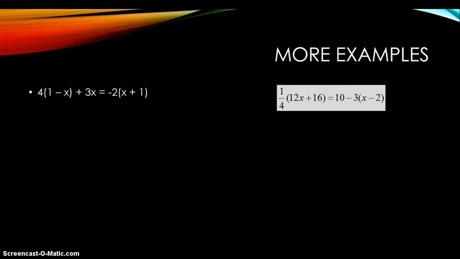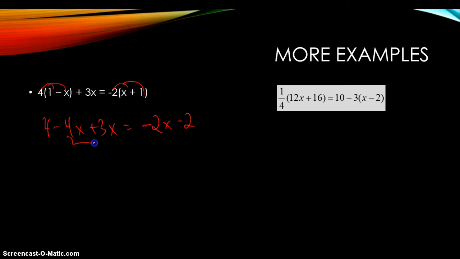So more examples. These are a little bit more complicated. Let's work on the one on the left first. 4 parentheses 1 minus x plus 3x equals negative 2 parentheses x plus 1. So first thing we have to do is distribute. So we get 4 minus 4x plus 3x equals negative 2x minus 2.